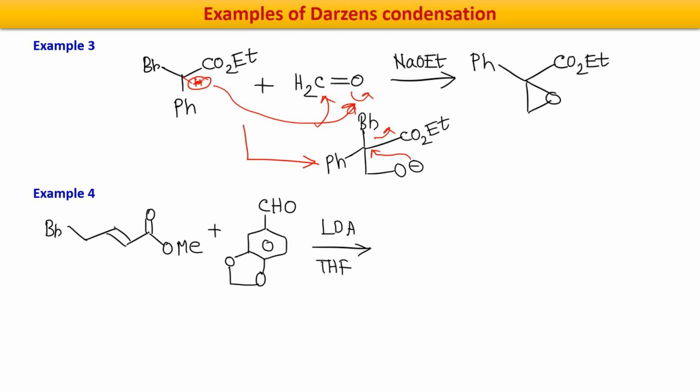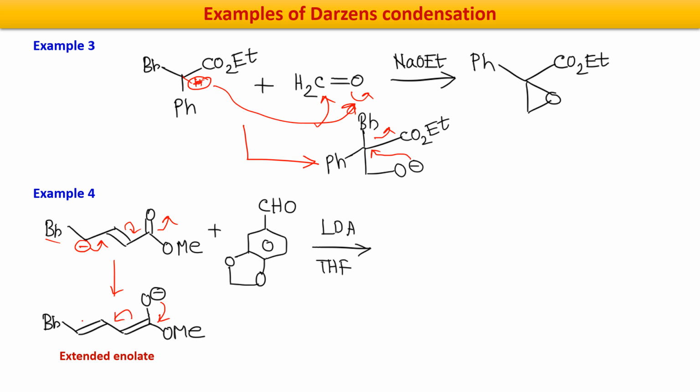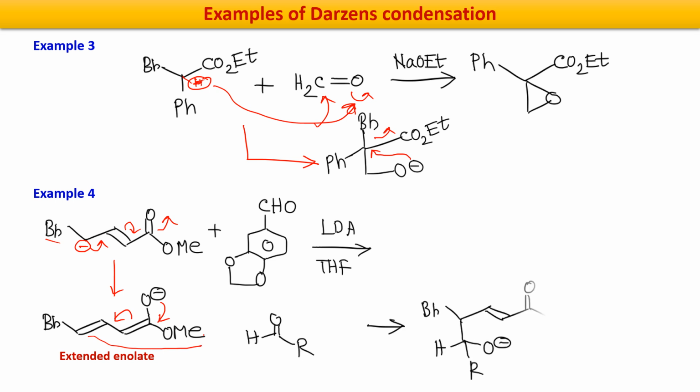Example 4. Now this is very interesting because it is not an alpha halo ester, right? The bromo is far from the ester, but it is at the allylic position. Now negative charge will be generated here, and after resonance we will get an extended enolate, right? So this is the extended enolate we are getting. Now this negative charge will make the CO double bond again. It is shifted, and from this position it can attack this CHO.